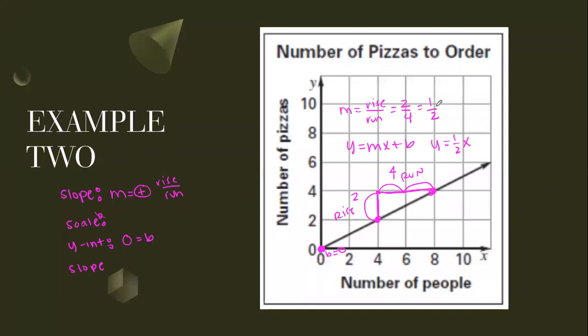The slope is telling me the y over x. So the y stands for the number of pizzas. The x represents the number of people. So that means I have 1/2 pizzas per person. 1/2 pizzas, the y, per person. So that means each person will get a half a pizza. I assume this is like a whole box, not half a slice. So a half a pizza per person.